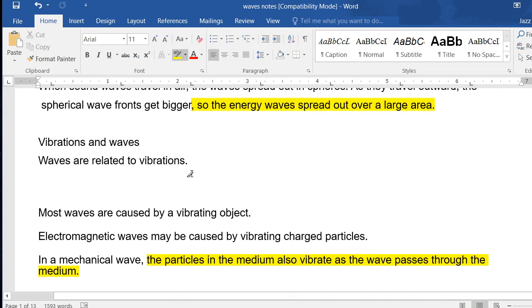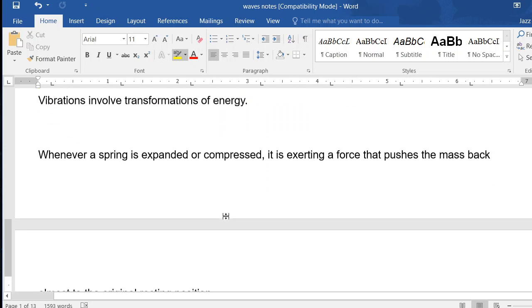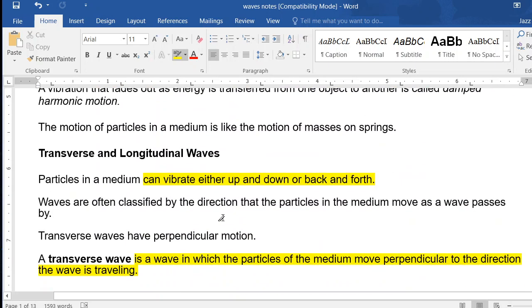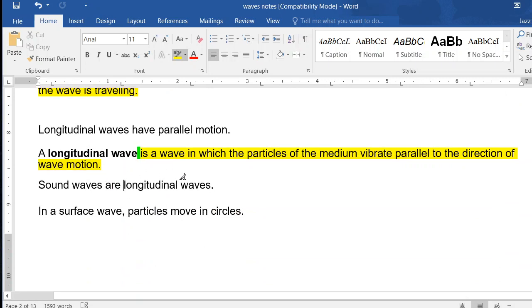And then you also have waves that are mechanical waves. Mechanical waves are ones that vibrate as the wave passes through the medium. And there are two kinds of mechanical waves. We have transverse, in which particles go up and down and the wave goes back and forth. And then we have longitudinal, in which the particles go the same direction as the wave.